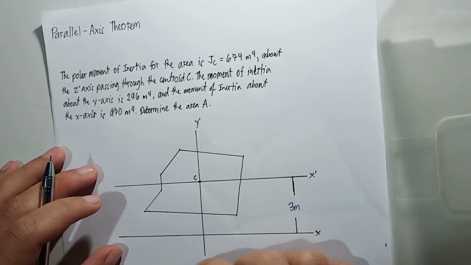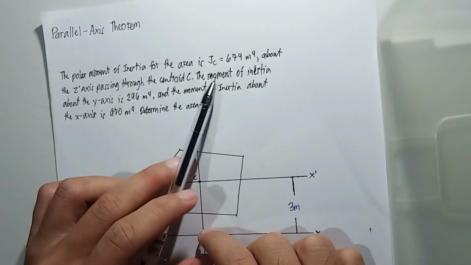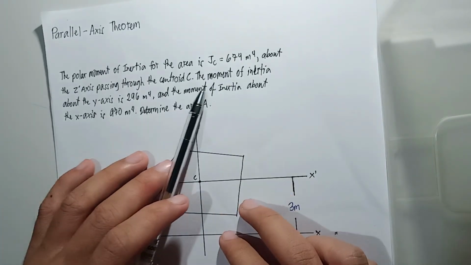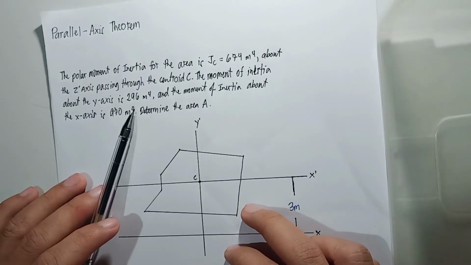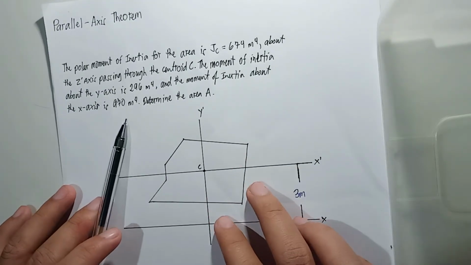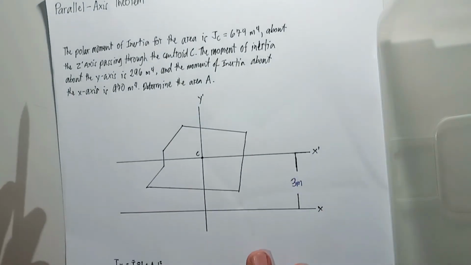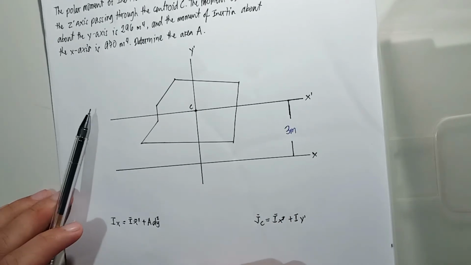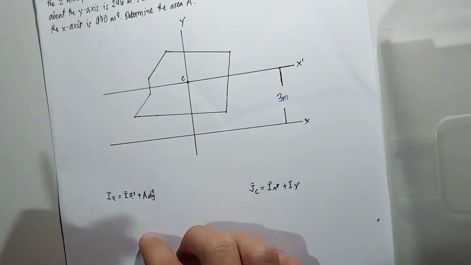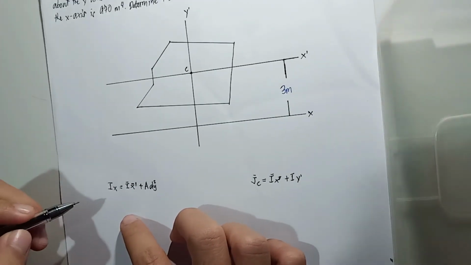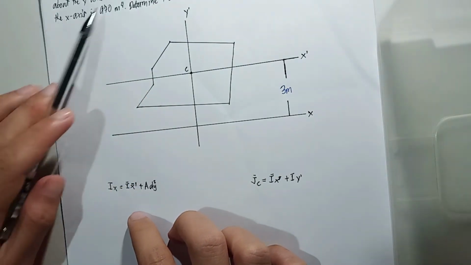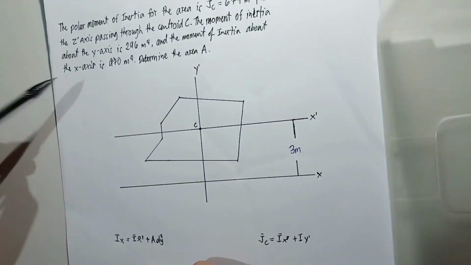For the parallel axis theorem, the polar moment of inertia for the area is JC, 674 meters to the fourth, about the z-axis passing through the centroid C. The moment of inertia about the y-axis is 296 meters to the fourth, and the moment of inertia about the x-axis is 970 meters to the fourth. Determine the area A. First, let's apply the parallel axis theorem to determine the centroidal axis of x. We have the JC, the y-axis, and the x-axis.